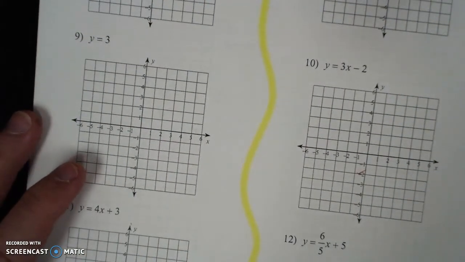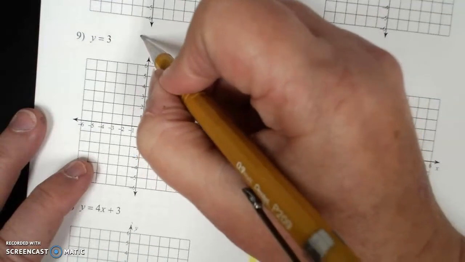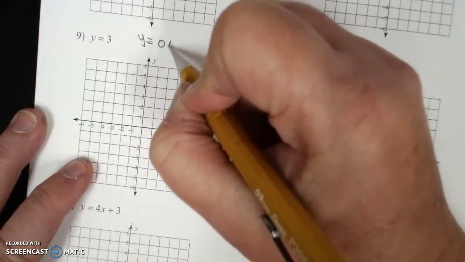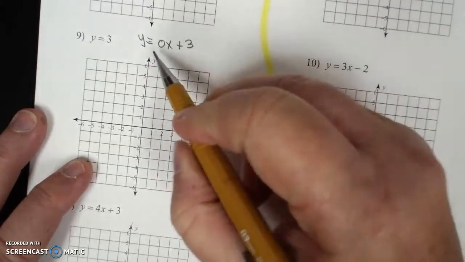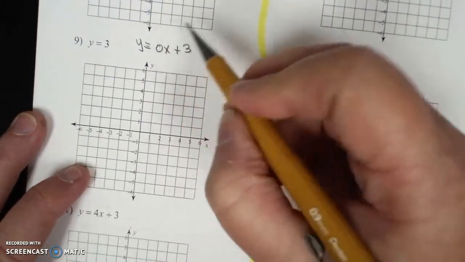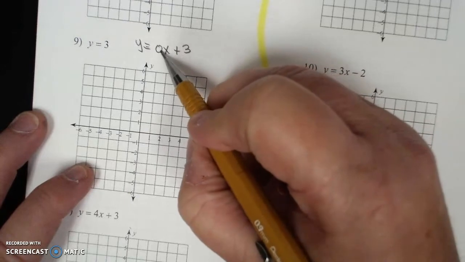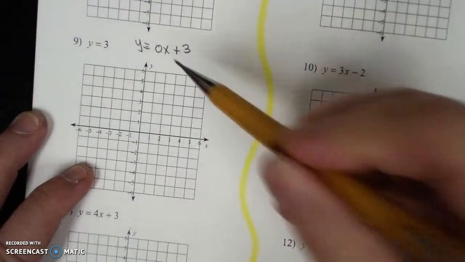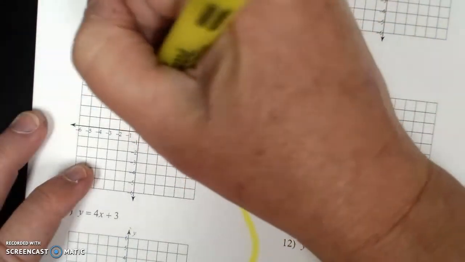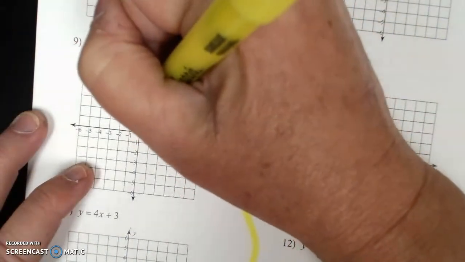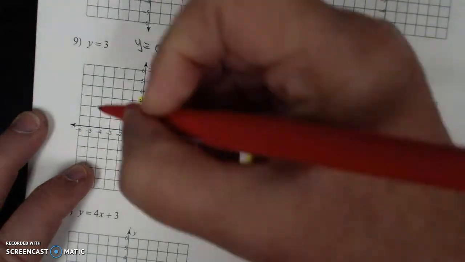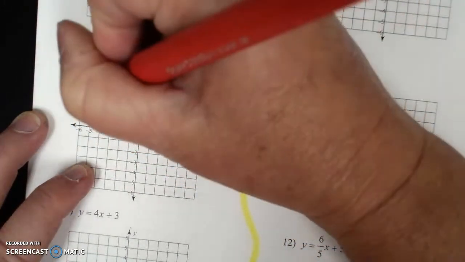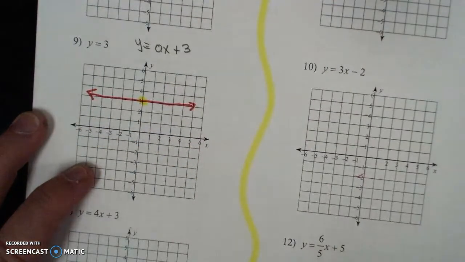Y equals 3. I could actually rewrite this as y equals 0x plus 3, because 0 times anything makes it disappear, so I just put it back. So my slope is 0, and my y-intercept is 3, so I'm going to do a dot right there, and I'm going to draw a horizontal line. And that is the one time you do draw the line.